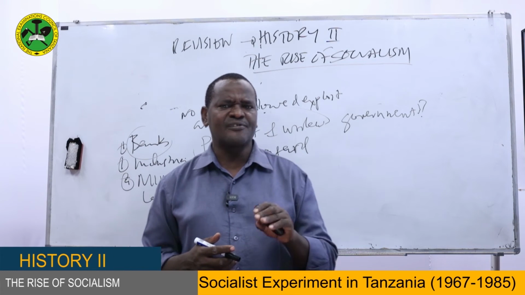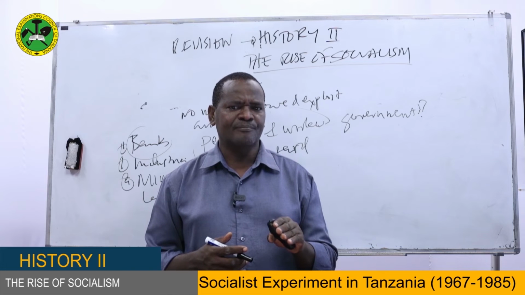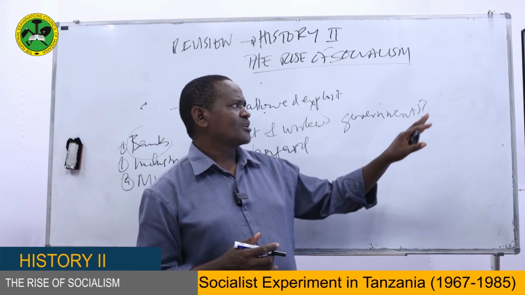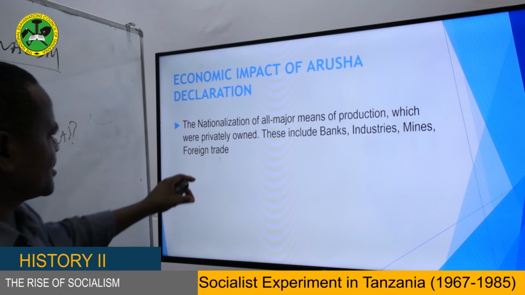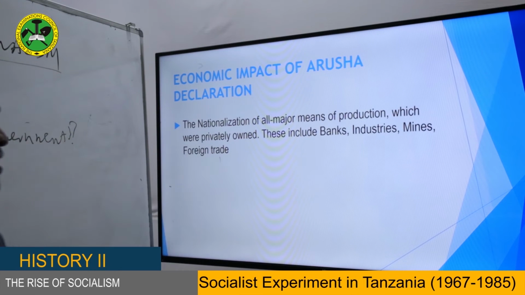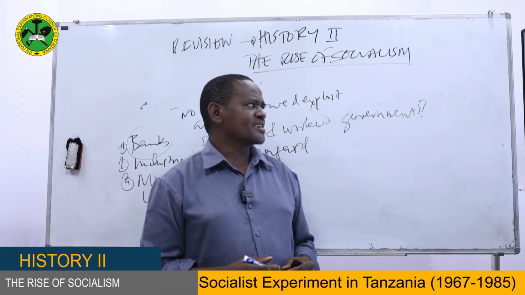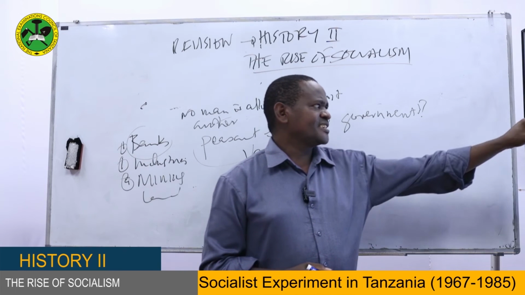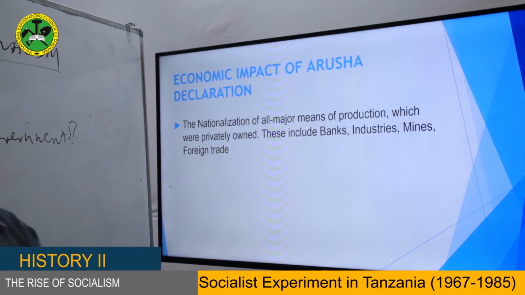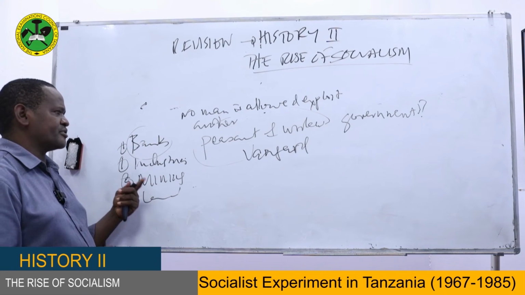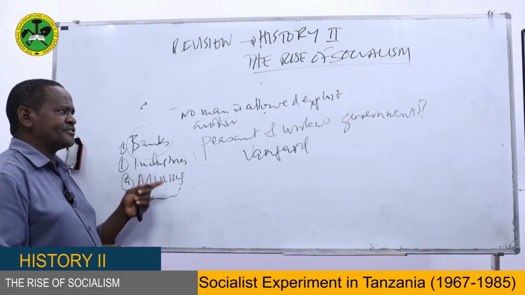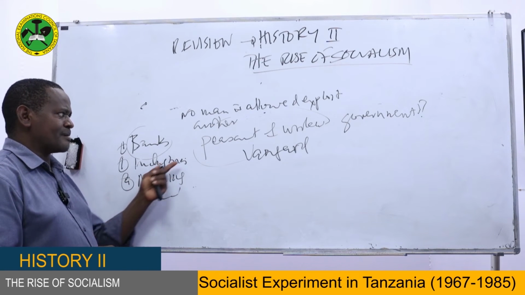My dear students, after we have looked at the principles of socialism policy, let's now go to the economic impact of the Arusha Declaration. What impact did the Arusha Declaration have on Tanzanian society? The first economic impact of the Arusha Declaration was the nationalization of all major means of production. My dear students, I think I've said it a lot, that the major means of production were nationalized. You are talking of banks, industries, mining, and so on. All of these were nationalized and put under public ownership.